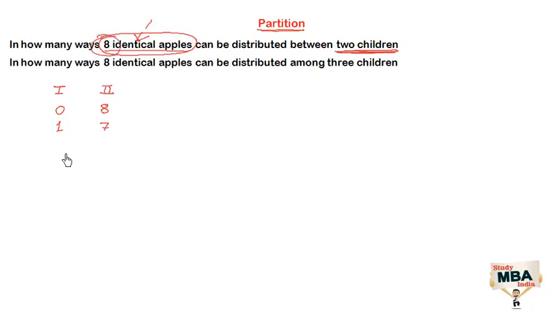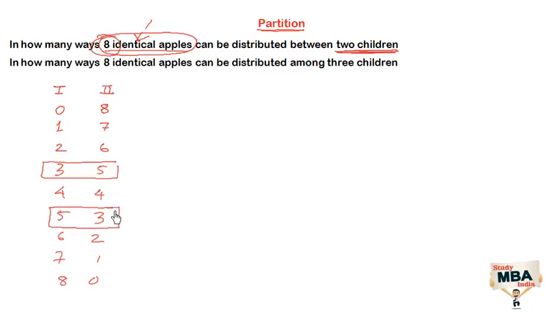So if I want to list all the possibilities, then it will be (2, 6), then (3, 5), then (4, 4), then (5, 3), (6, 2), (7, 1), and (8, 0), right? An important thing to note here is that (3, 5) and (5, 3) are two different distributions, because the children are different. The first child getting 3 apples and the second child getting 5 apples is different from the first child getting 5 apples and the second child getting 3 apples. So here the order is also very important, right?